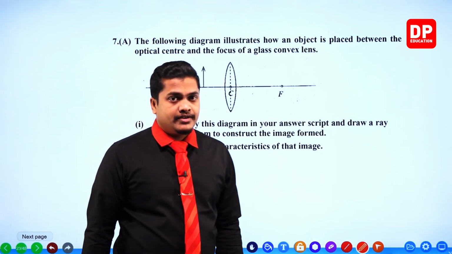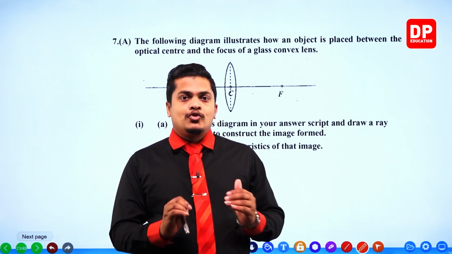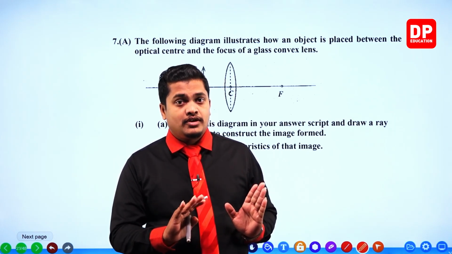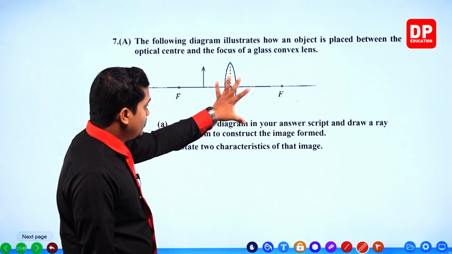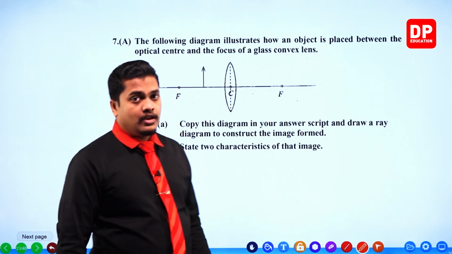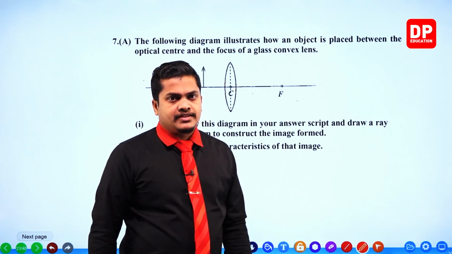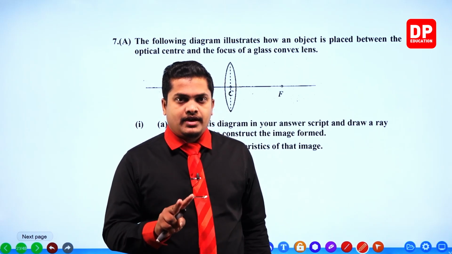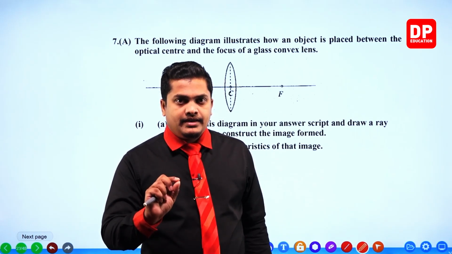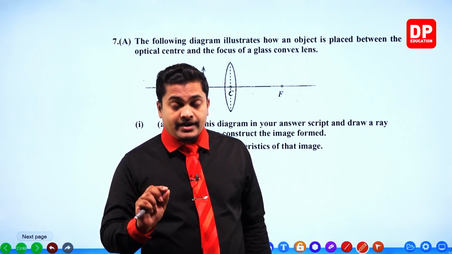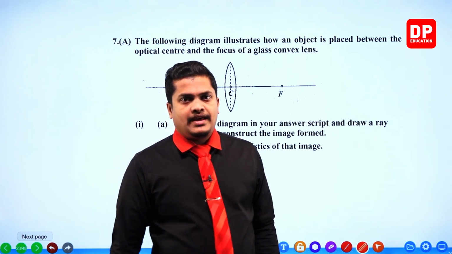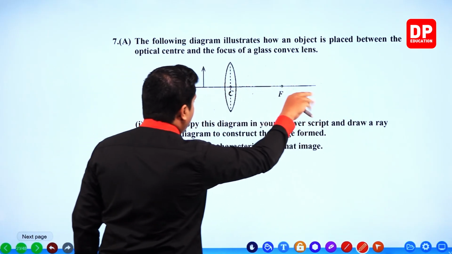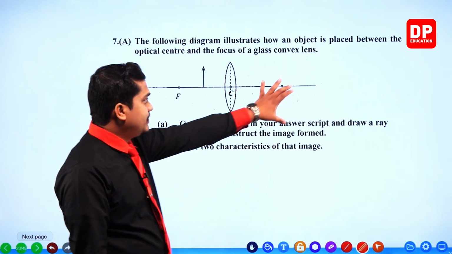So now what you have to do here is draw a ray diagram related to the formation of this image when the object is placed between the optical center and the focal point. So how to draw this, my dear children? You know that when we are drawing a ray diagram, we use two different kinds of lines. One particular line is the light ray which is coming parallel to the principal axis. What is the principal axis? The principal axis is the axis which runs through the optical center like this. This is the principal axis.